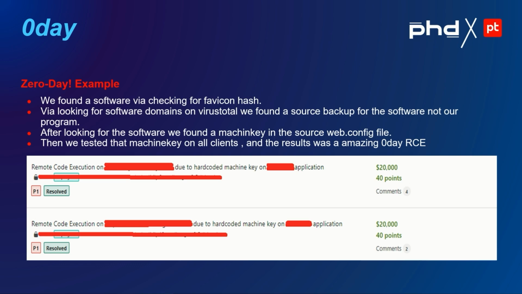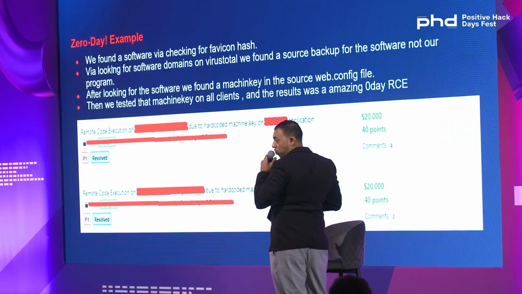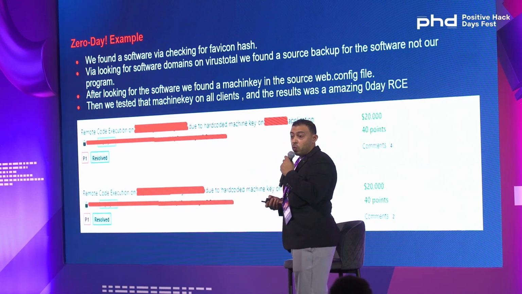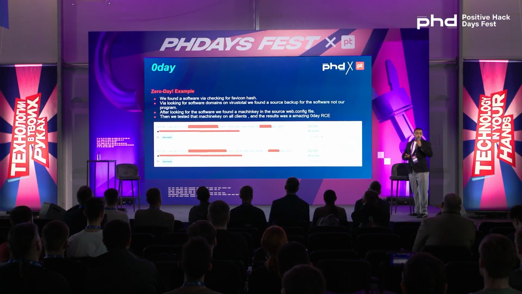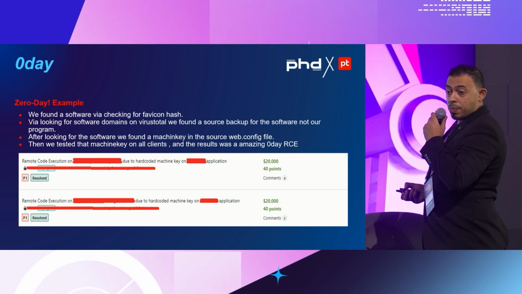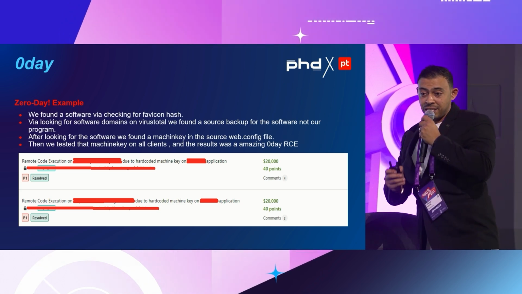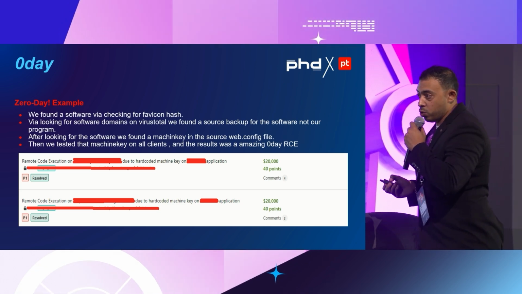We downloaded the full source of the software and installed it locally. It was ASP software. So directly after installing it, we looked for the web config file. In the web config file, we found a machine key. So we took the machine key and started looking for ViewState deserialization using the machine key. And yes, we found it, and then we tested that machine key on all the clients, and the results were amazing: a 0 day and RCE, remote code execution.